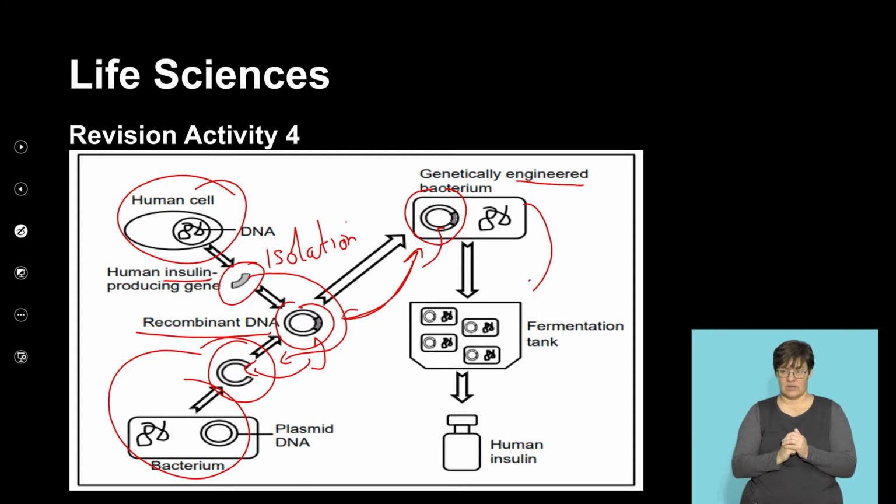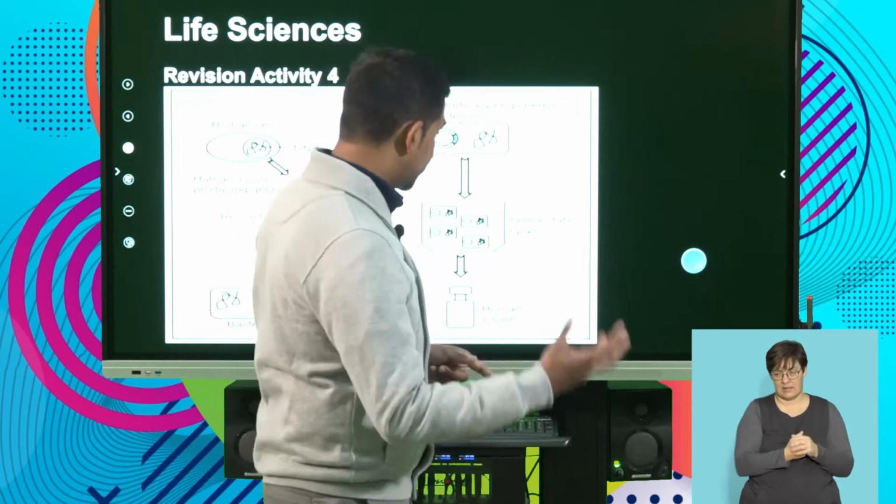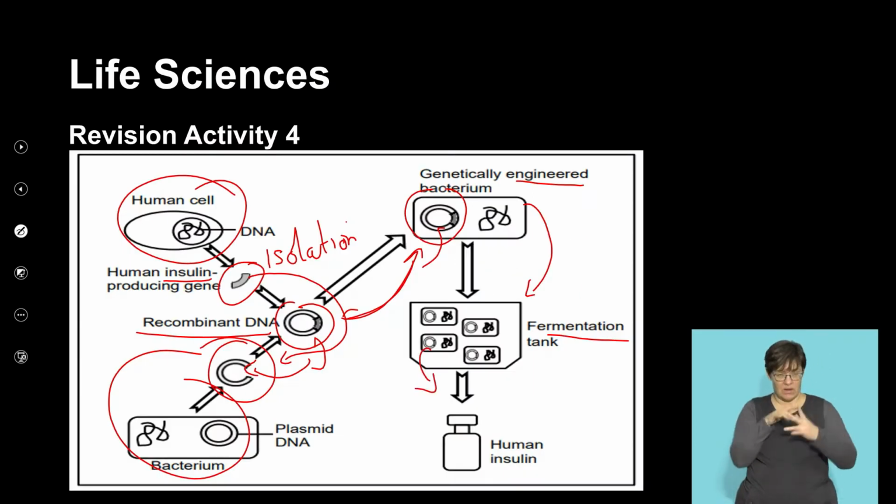That bacteria is placed into a fermentation tank which has all the necessary conditions for it to be able to reproduce, the nutrients for it to be able to grow. Given the right conditions, these bacteria will multiply and produce human insulin.